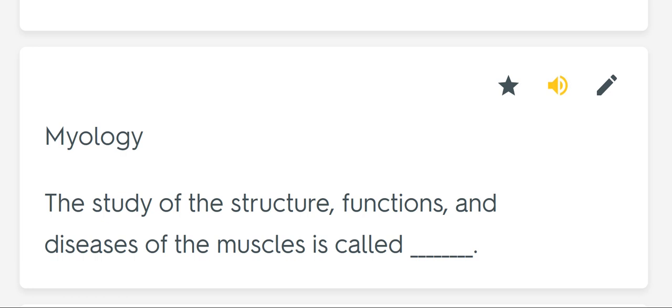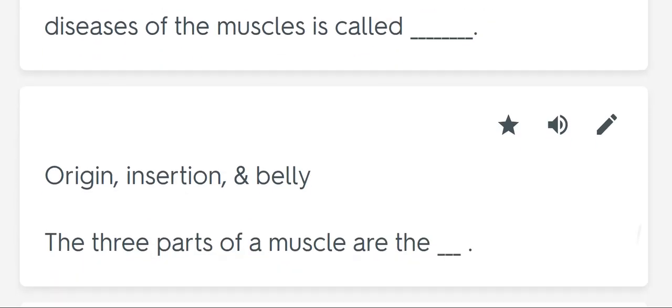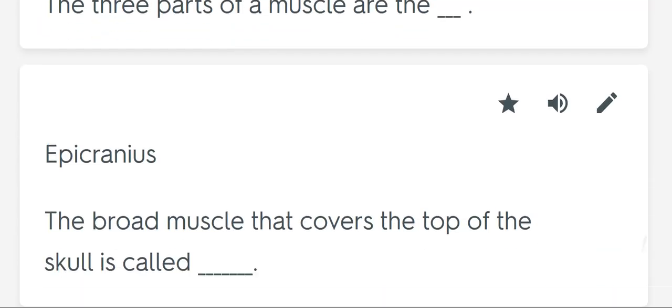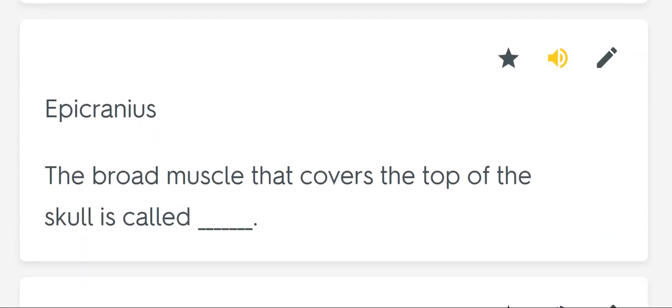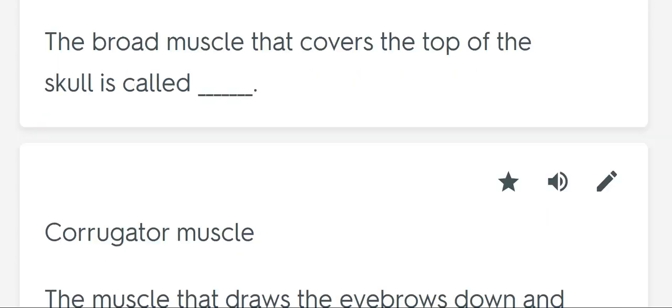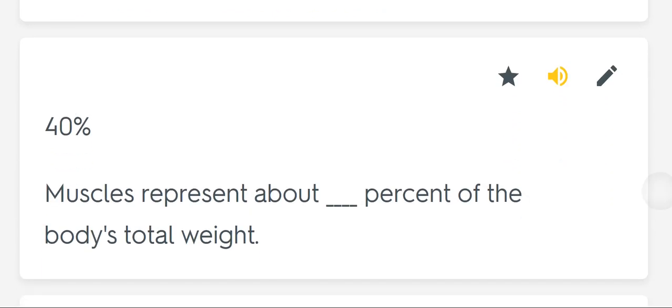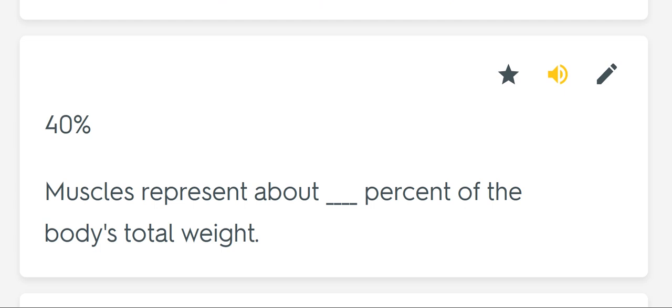Biology. The study of the structure, functions, and diseases of the muscles is called blank. Origin, insertion, and belly. The three parts of a muscle are the blank. Epicranius. The broad muscle that covers the top of the skull is called blank. Corrugator muscle. The muscle that draws the eyebrows down and wrinkles the forehead vertically is the blank. 40%. Muscles represent about blank percent of the body's total weight.